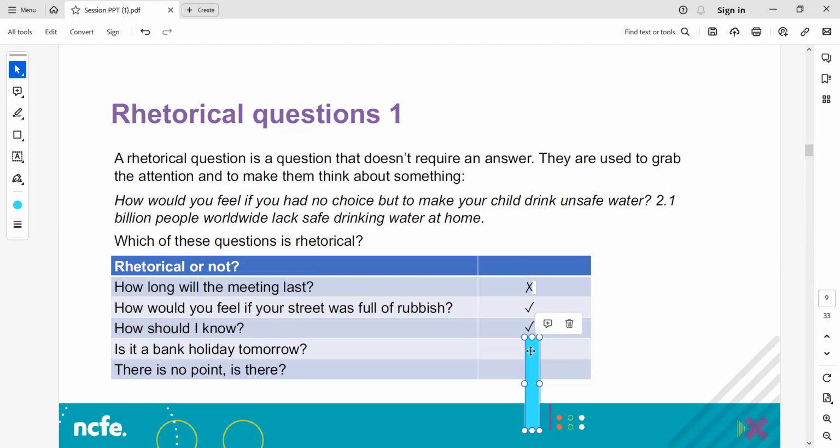So, is it a bank holiday tomorrow? Does that need an answer? Yes, needs an answer. Yeah, so we want an answer to that. And there's no point, is there? Rhetorical or needs an answer? Rhetorical, good. Okay.